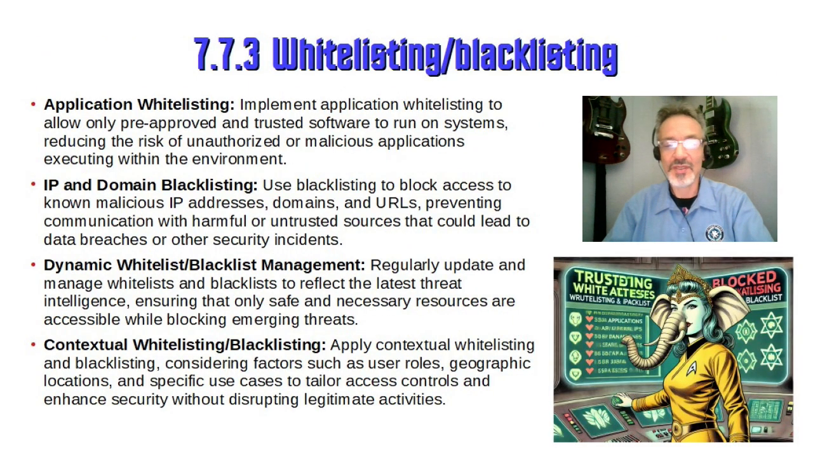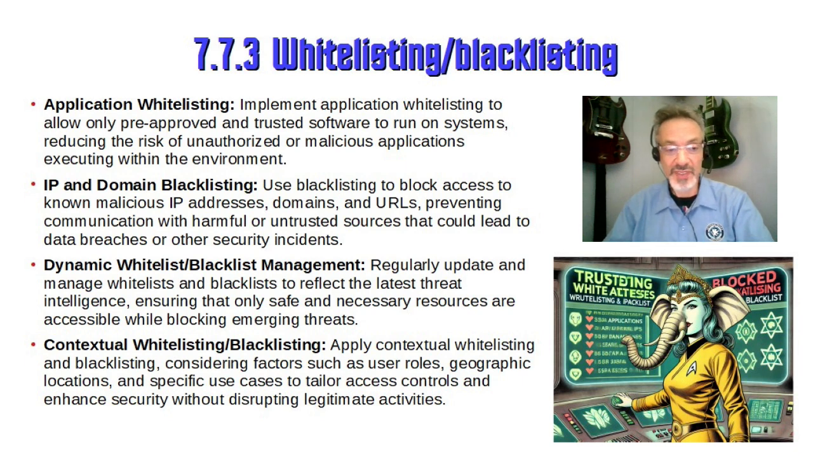7.7.3 Whitelisting and blacklisting. These are access control mechanisms that manage what can and cannot run within an environment. First, application whitelisting allows only pre-approved trusted applications to execute on a system. This approach significantly reduces the risk of malware and unauthorized software by only permitting known, validated applications. Whitelisting can be particularly effective in environments where maintaining strict control over software is necessary.